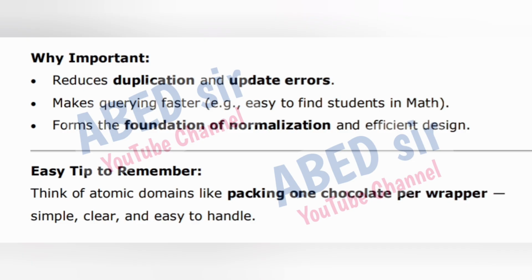Why important? Reduces duplication and update errors. Makes querying faster, for example, easy to find students in math. Forms the foundation of normalization and efficient design. Easy tip to remember. Think of atomic domains like packing one chocolate per wrapper, simple, clear, and easy to handle.